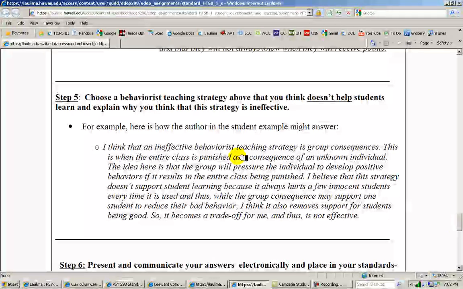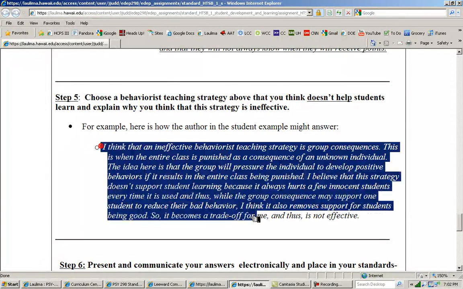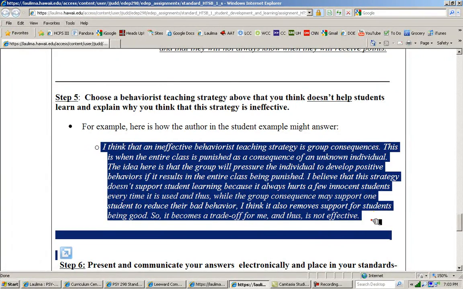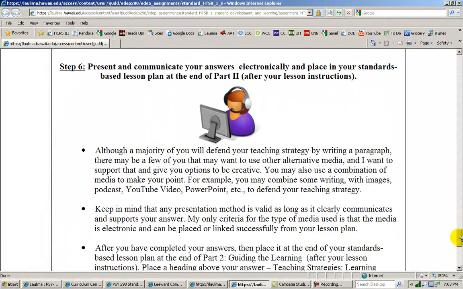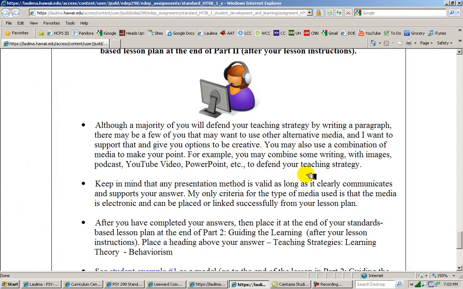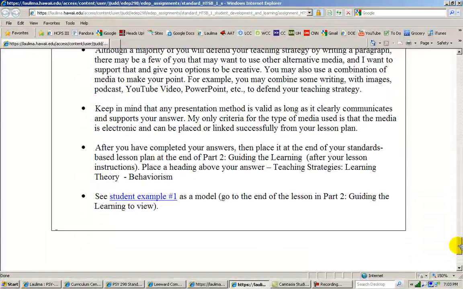And then step 5 is choose one you think is ineffective. So you should also be able to criticize the theory and see what doesn't work. So those are 5 things that you want to do, and you can communicate these electronically. So if you want to do it by podcast, video, YouTube video, or PowerPoint, feel free to do that just like you could do with the other ones. And then go ahead and take a look at the student example model, the complete one, when you put the answer in your part 2.